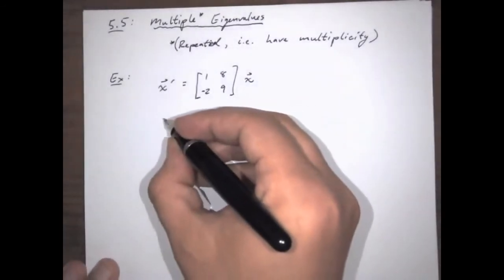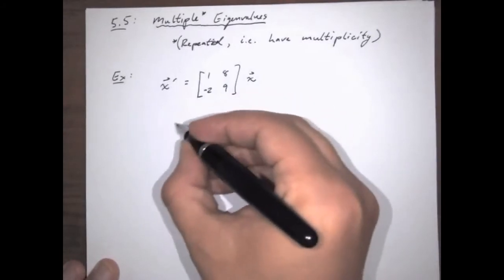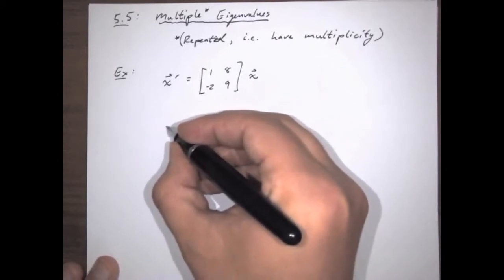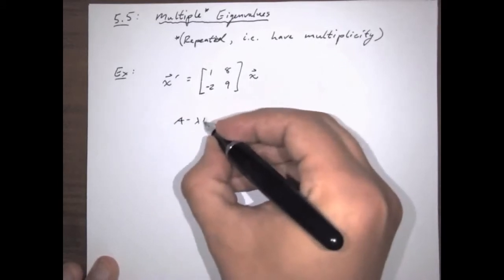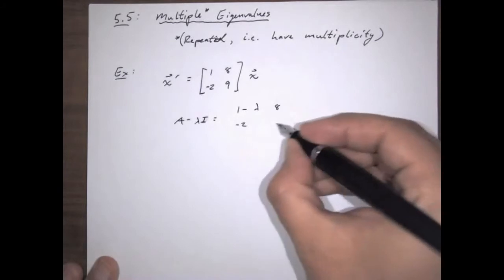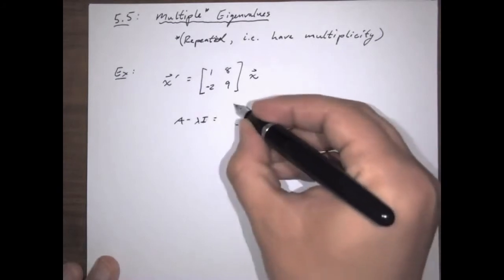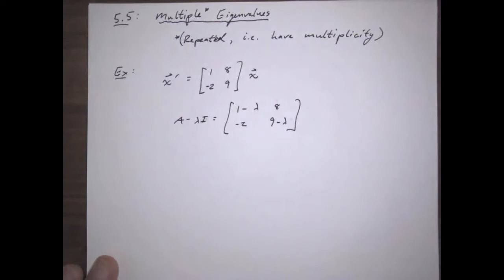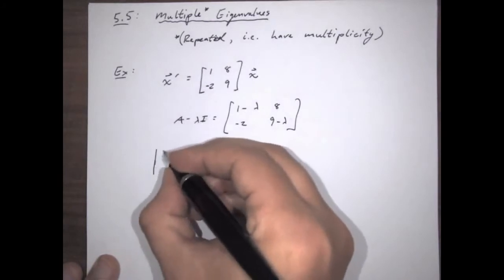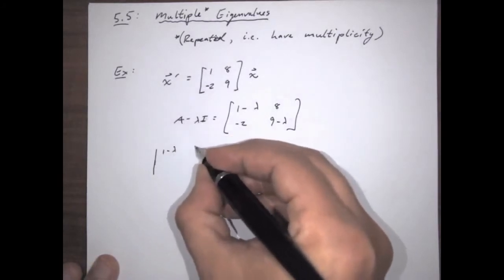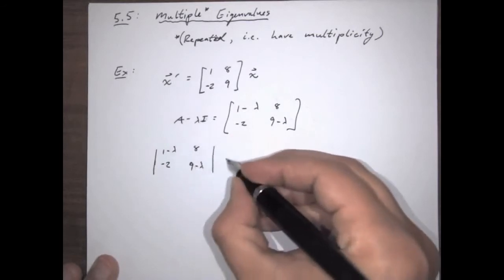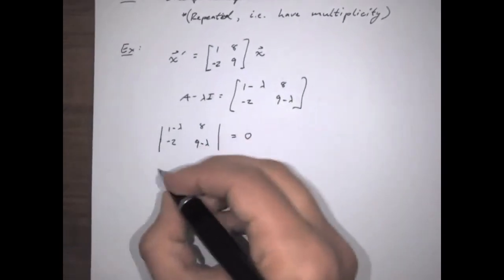What we will do here is the usual thing. We have a matrix and we want to find its eigenvalues and eigenvectors. So we will take A minus lambda I, which is 1 minus lambda, 8, -2, 9 minus lambda. Then we take the determinant of that and set it equal to 0, and solve this for lambda.